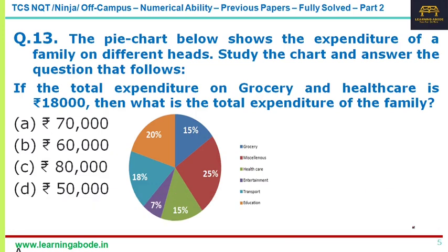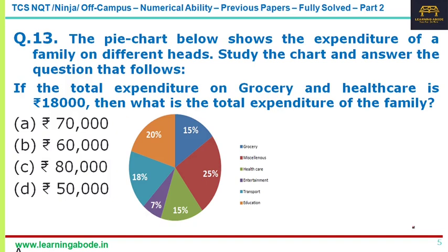Now question number 13, a data interpretation question. In data interpretation, you mostly get table data. As far as TCS NQT is concerned, mostly you get data in the form of a table or bar chart. Not often do you get a pie chart, but here I have taken a pie chart. This shows the expenditure of a family on different items like grocery, miscellaneous, healthcare, entertainment, transport and education.